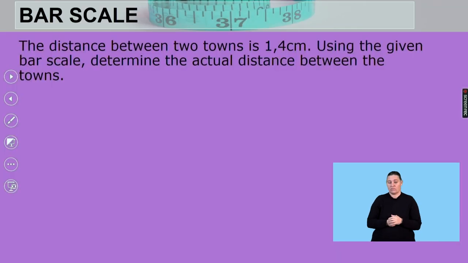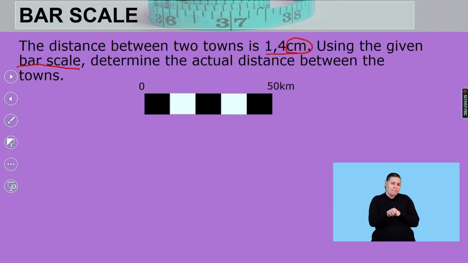The distance between two towns is 1.4 centimeters. Let's just write that as centimeters. Using the given bar scale, so we don't have it yet, there it is, determine the actual distance between the towns. So if you look at this bar scale, it's different to the previous one. The method is identical, regardless of the type of bar scale you are given when you're working these things out. The process is identical.